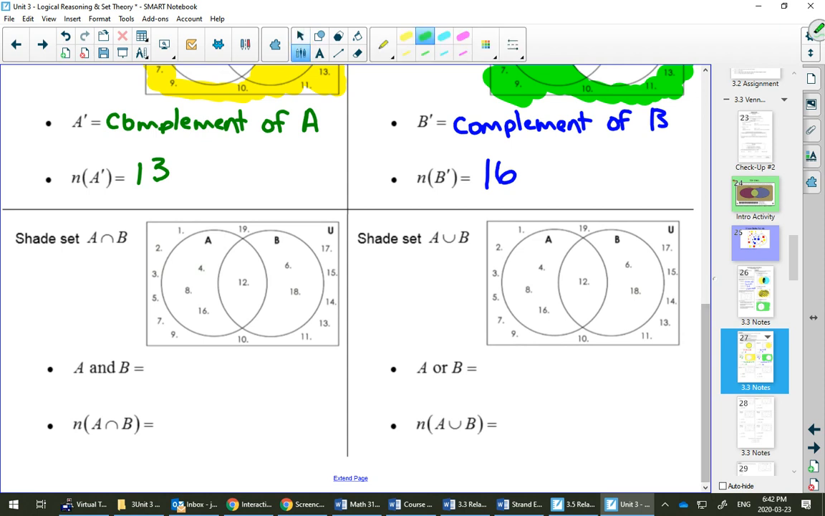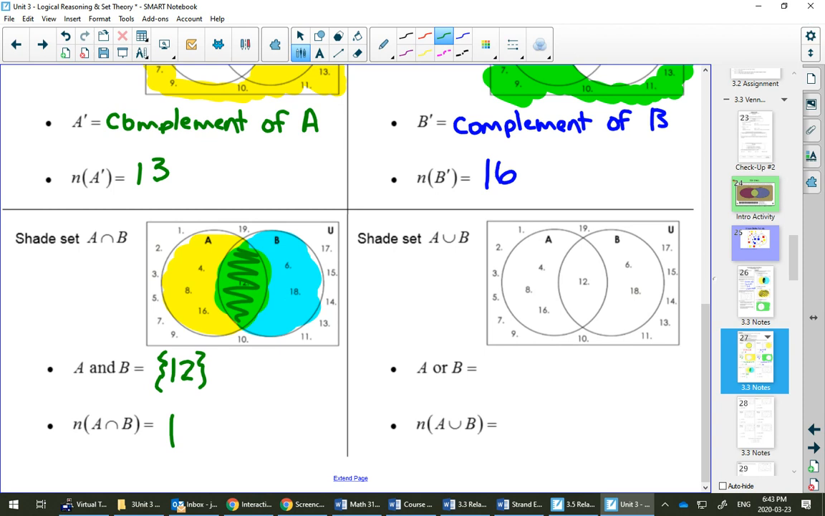When I'm shading the intersections, I find it helpful, again, to use 2 different highlighters. And so notice I'm using yellow and blue, so where I overlap, I should get green. So if I'm shading all the elements in A, that's that circle there. If I shade all the elements in B, that's that circle there. And where the 2 overlap is my intersection. And so in this case, they overlap here with 12. So A and B would just be element 12, meaning that there's one element that's both A and B.